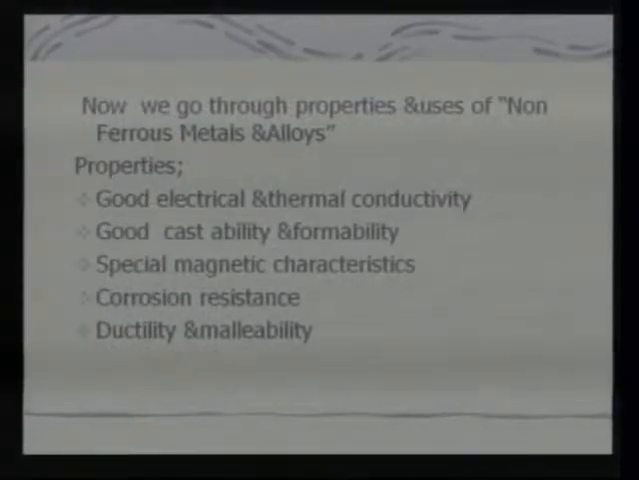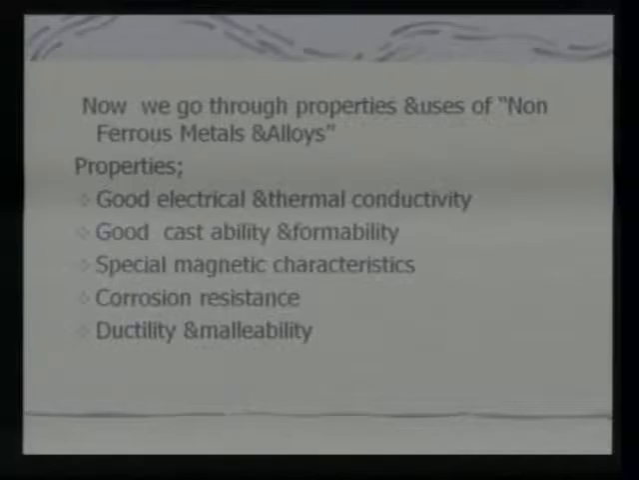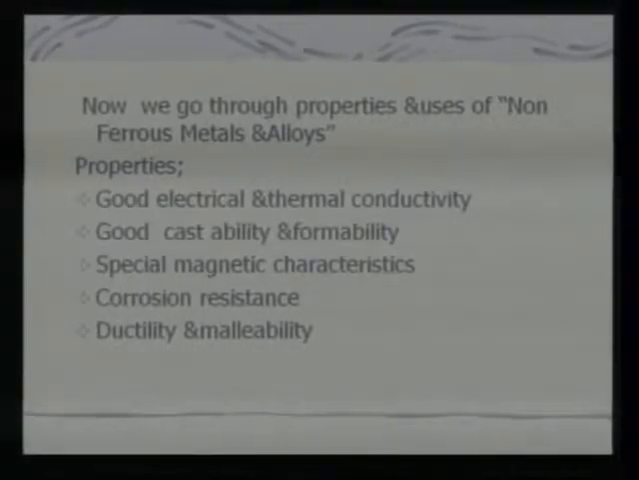Now we go through properties and uses of non-ferrous metals and alloys. Properties: good electrical and thermal conductivity, that is they can easily conduct electrical power as well as they can easily conduct thermal heat. Next is good castability and formability, that is any type of casting is possible with non-ferrous metals and alloys. Formability means they can be shaped to any required shape.